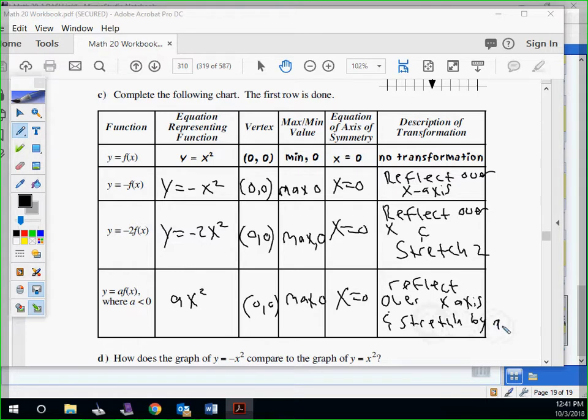Yeah, because it's saying a is less than 0. So it's telling you a is negative. I know it doesn't look negative, but it's telling you it is. Okay, good.